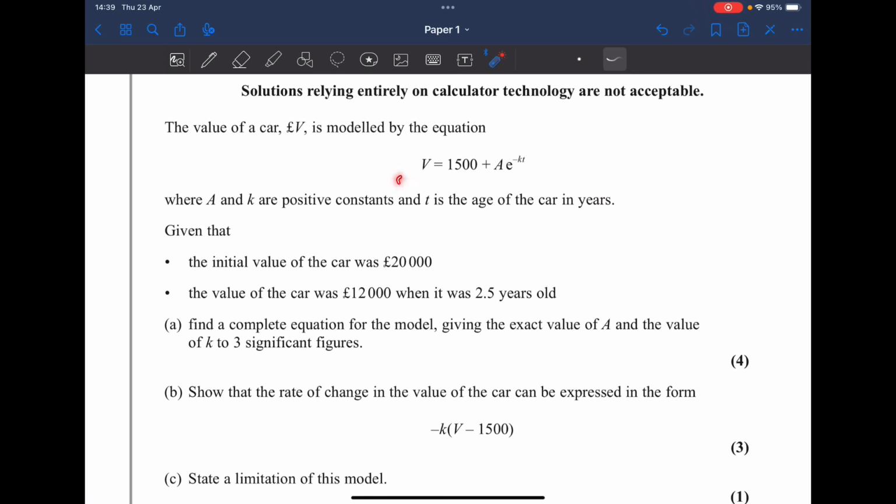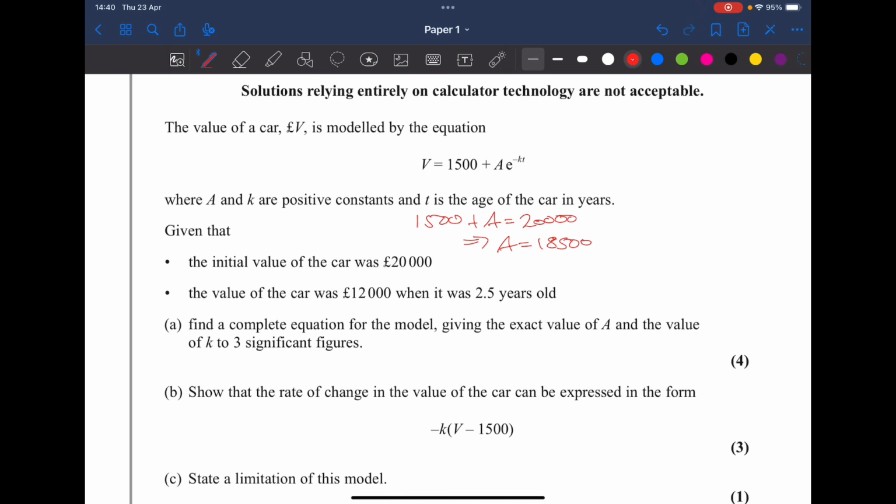Initial value was 20. So this is the opposite. Remember earlier we had that t to 1.5, and when we plugged it in, the number that was here was the initial. But here we've got e to the power. So when we plug in the initial time of 0, this becomes e to the 0, which is 1. So 1500 plus a equals 20,000. So we know a is going to be 18,500 pounds.